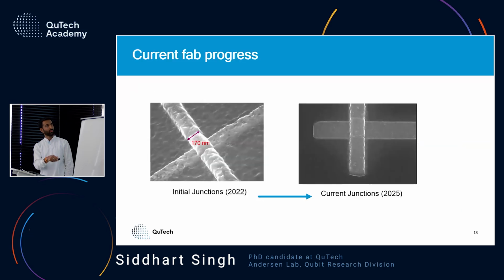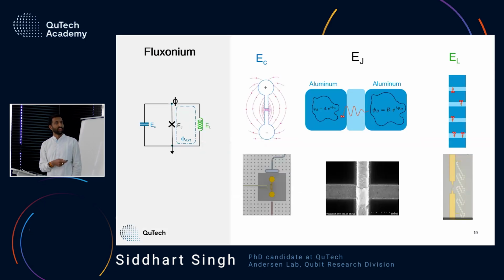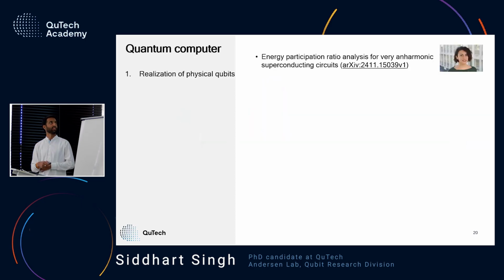And we went from these initial junctions, which we had back in 2020, to the current junctions, which look way smoother, and the targeting is much better in terms of the EJ values which we need. These are current junctions from 2024, 25 now. So now we have realized the fluxonium. You get your single qubit defined on the metal plane, you get your junction, and then you also get your chain of the junctions.